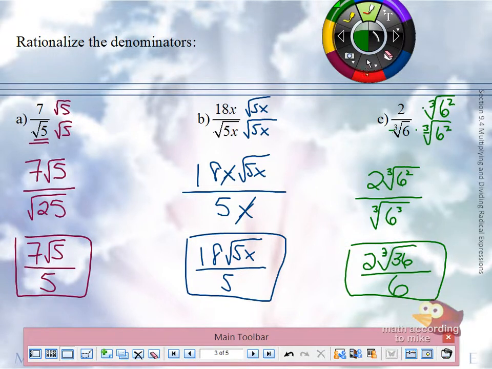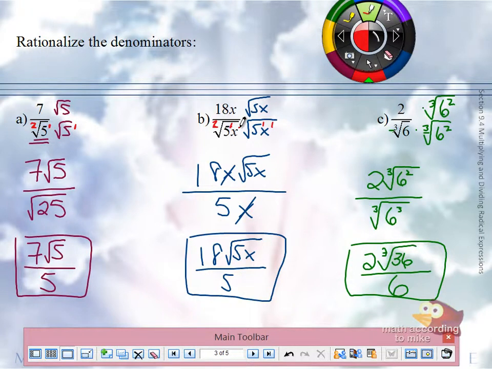Let's go back to the other ones and talk about why it worked. So the index on both of these were 2's. And here we had one 5. So 2 minus 1 makes 1, which means we need 1 more. Whatever I multiplied downstairs, I also have to multiply upstairs. Here again, we had a 2. We had one 5 and one x, which means we need another 5 and another x.